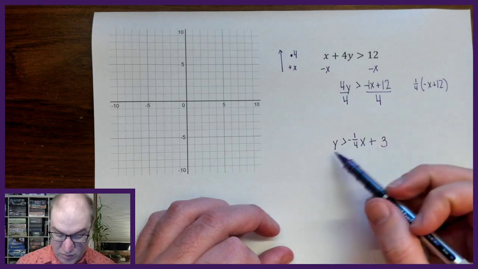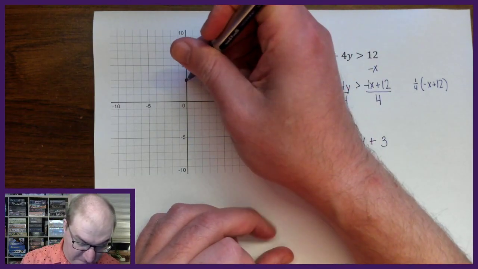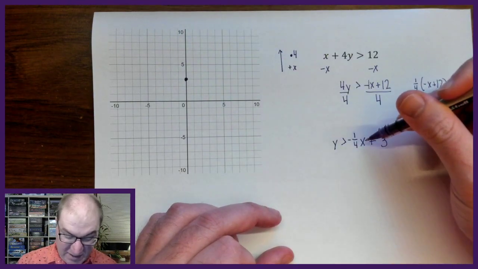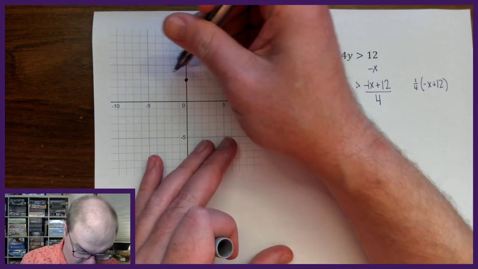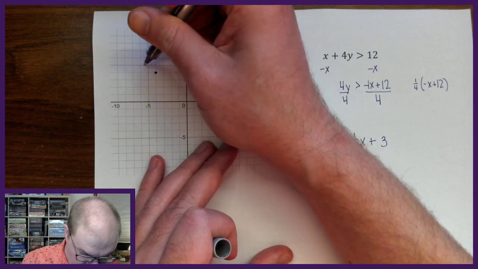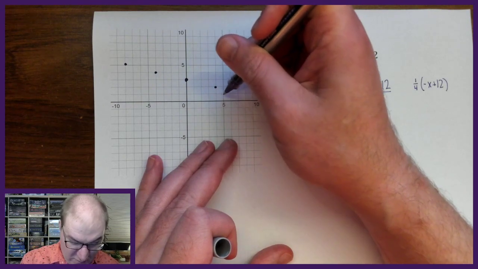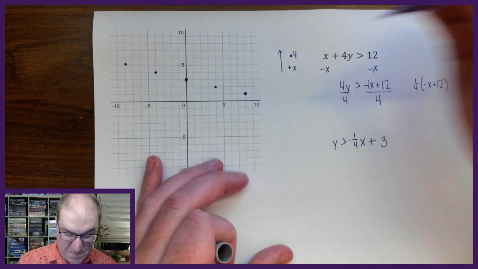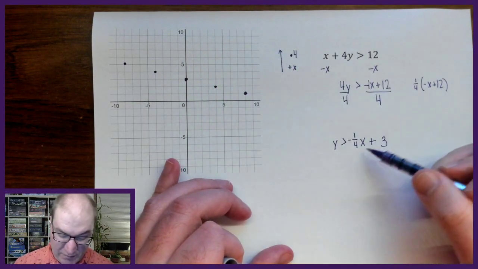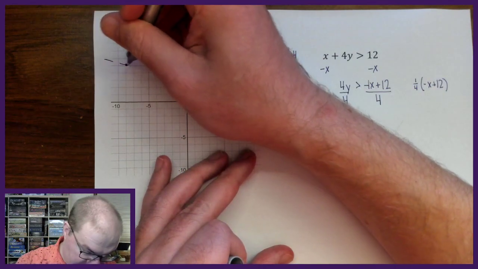So let's use our shortcut. Our y-intercept is 3: 1, 2, 3. And our slope is negative 1/4, so up 1 and over 4, up 1 and over 1, 2, 3, 4. Down 1 and over 4, down 1 and over 4. And I'll just finish the graph while we're here. This is going to be a dashed line.